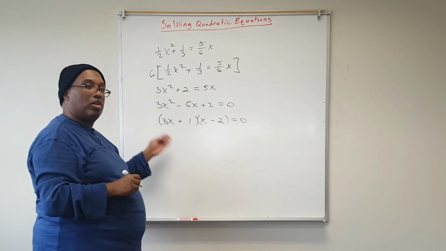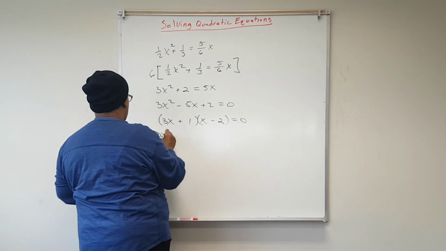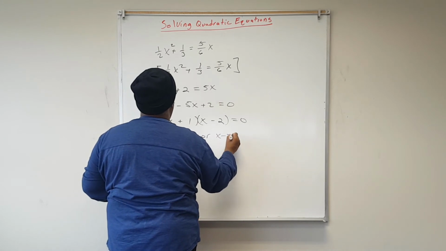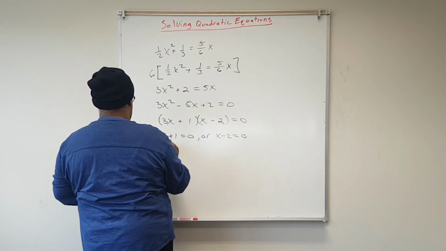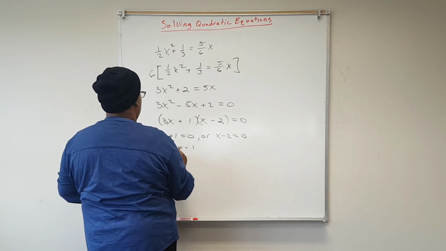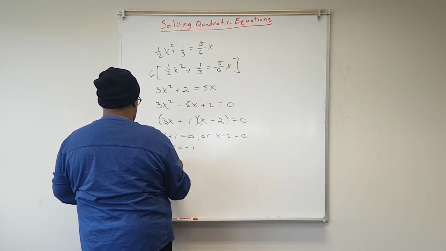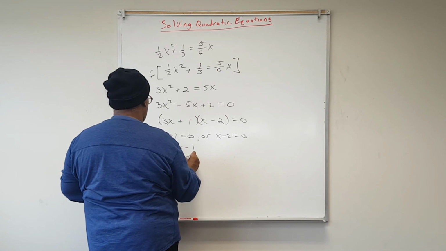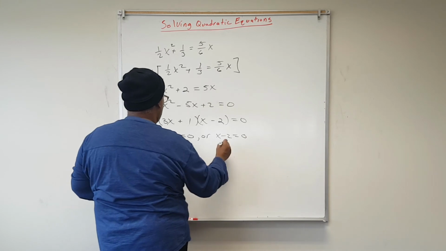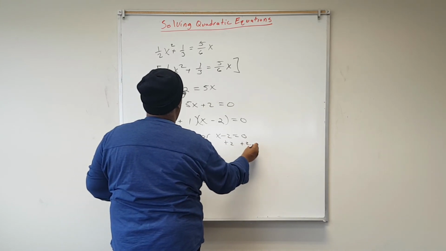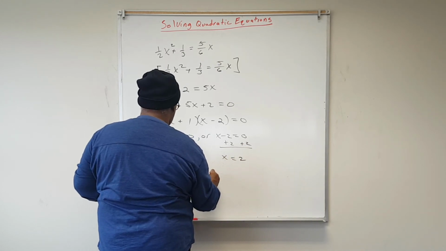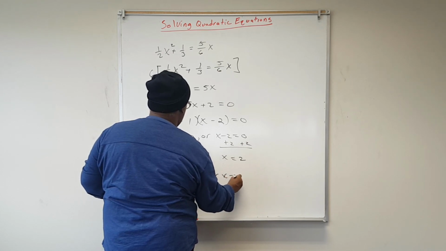Now we can use the zero property and solve this. 3x plus 1 equals 0, or x minus 2 equals 0. 3x equals negative 1. And then 3x divided by 3 equals negative 1 divided by 3. x equals negative 1/3. Add the 2. x equals 2. So x equals negative 1/3, or x equals 2.